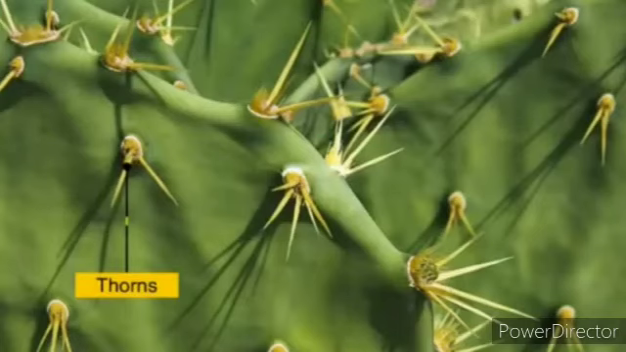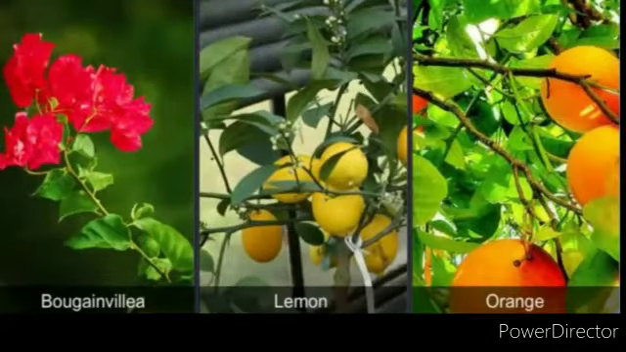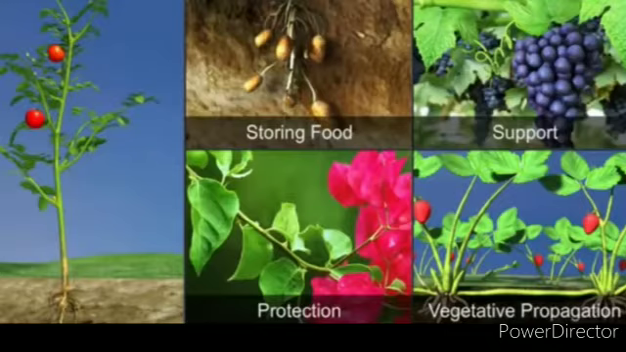The next modified stem is thorns, and these are found in many plants such as citrus, bougainvillea, rose, etc. They protect plants from browsing animals. Thorns help for protection. So: storage of food, stem tendrils for climbing the plant, thorns for protection.